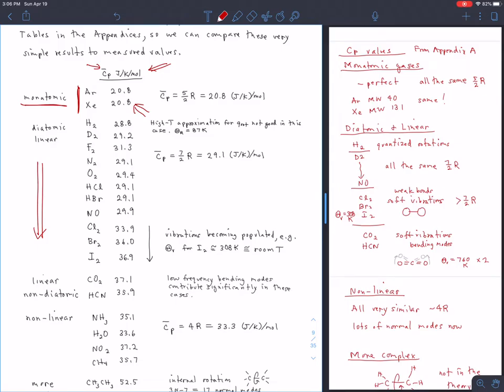But at least at room temperature, the fact that these are identical means, of course, that the electronic contributions aren't doing anything. So just like I said earlier, usually the electronic contributions don't do anything.